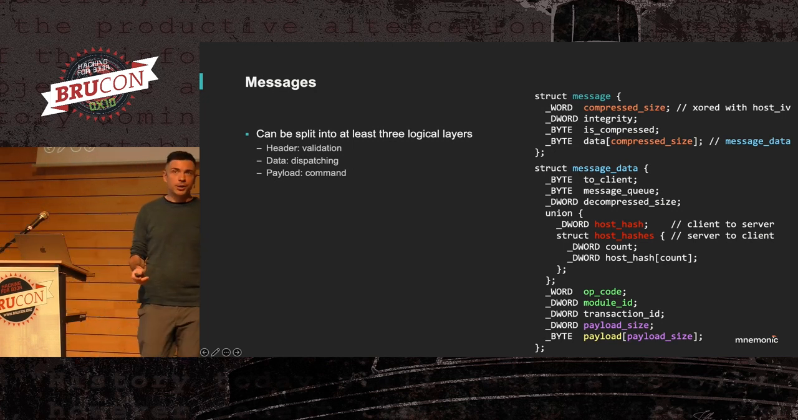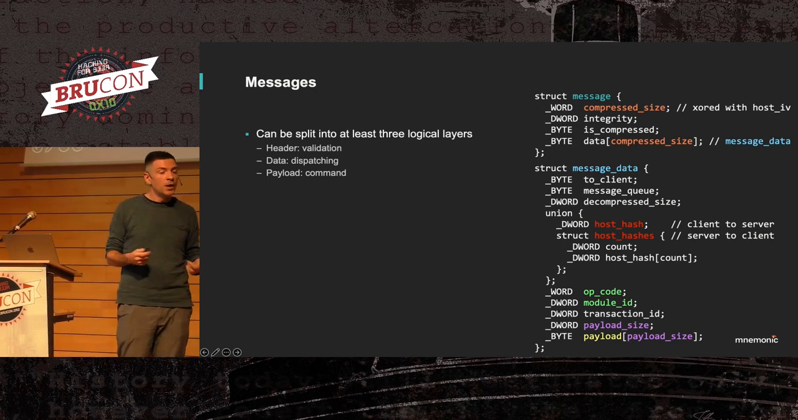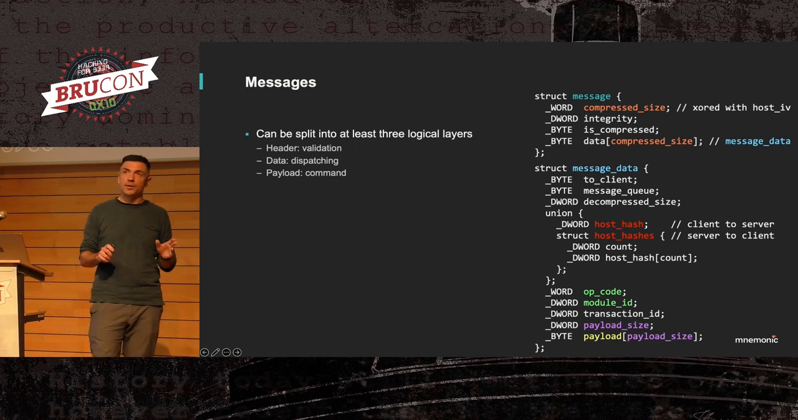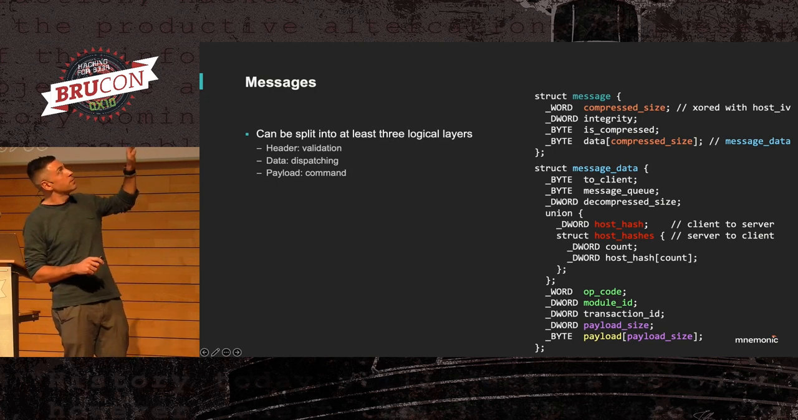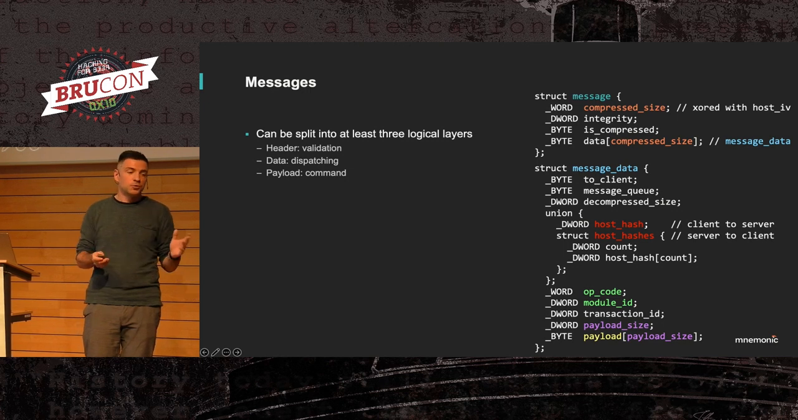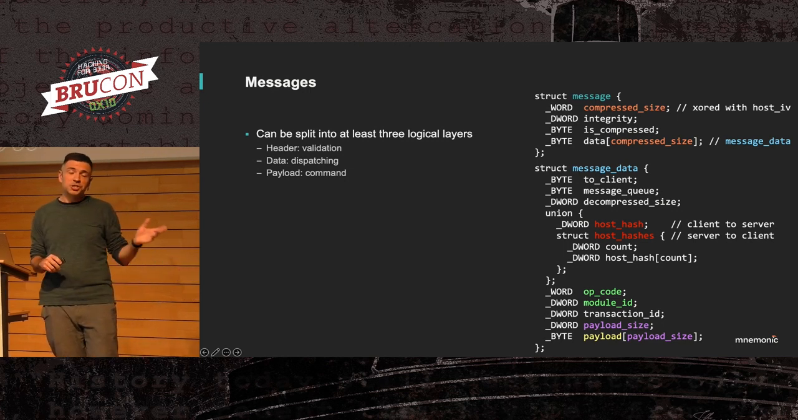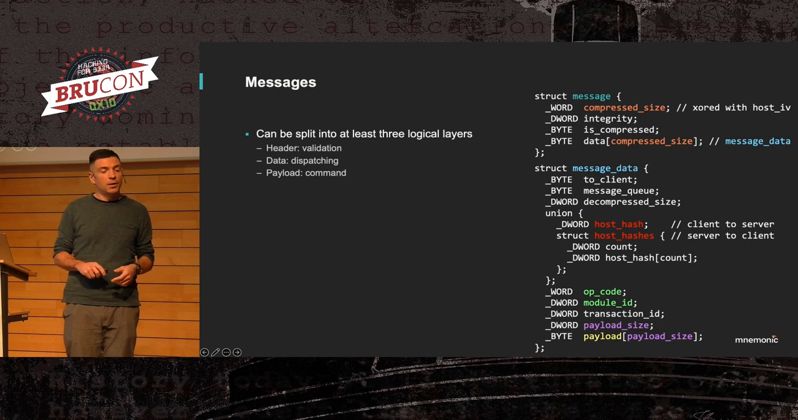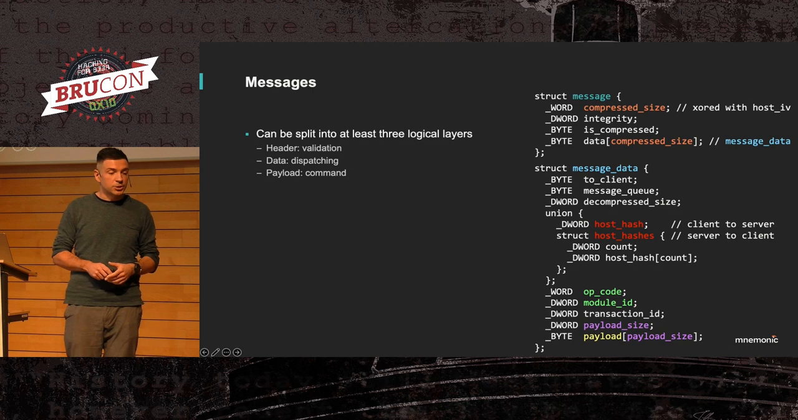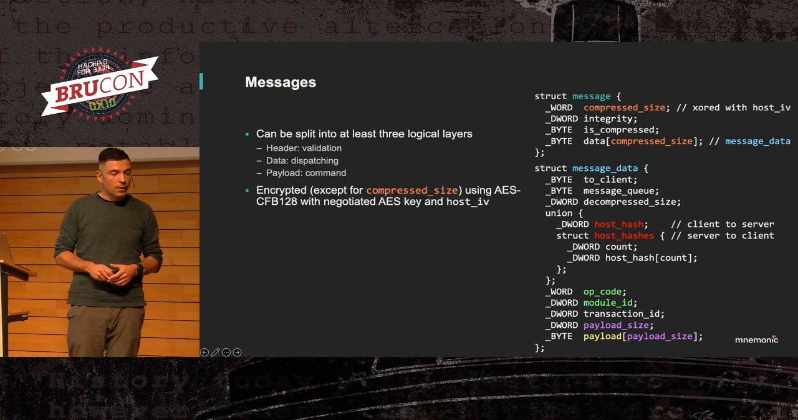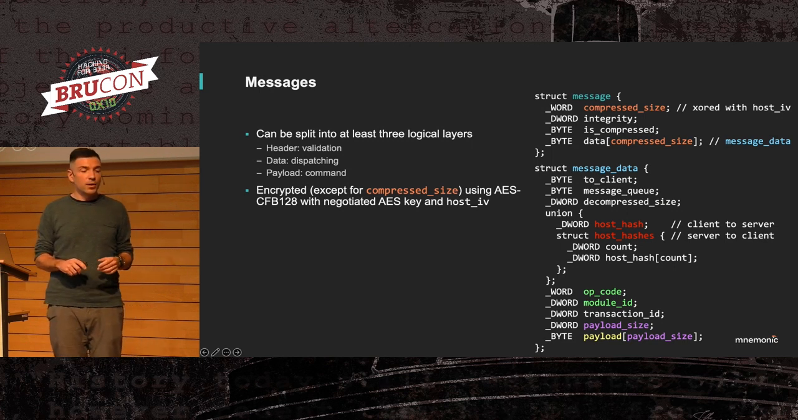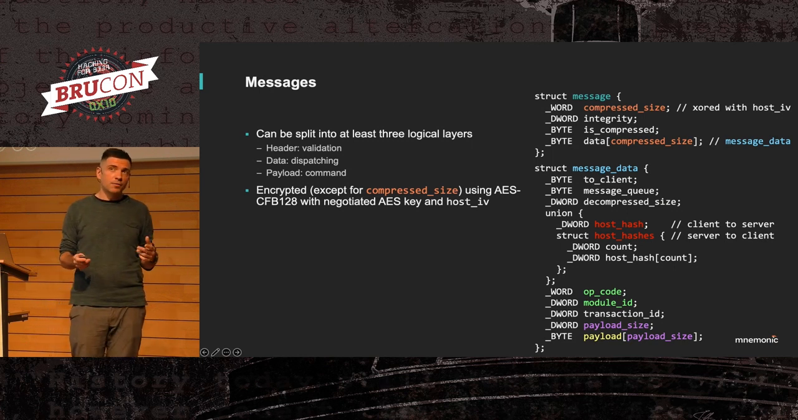So after key negotiation, you want to actually exchange messages. The message structure can be separated into at least three logical parts, the first one being a validation part. You have the topmost fields, the compressed size, integrity, and is compressed, which are just used for validation. Then you have the message data, which is used for dispatching. And finally, you have the payload, which is at the bottom of the message data, which is the actual contents of the message that is sent. Everything in the message structure, except for the compressed size, is encrypted with the negotiated key and the IV, depending on the direction.